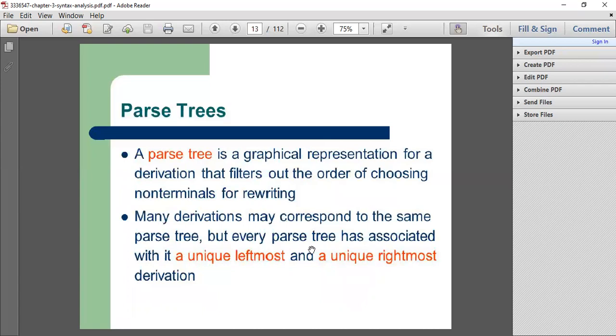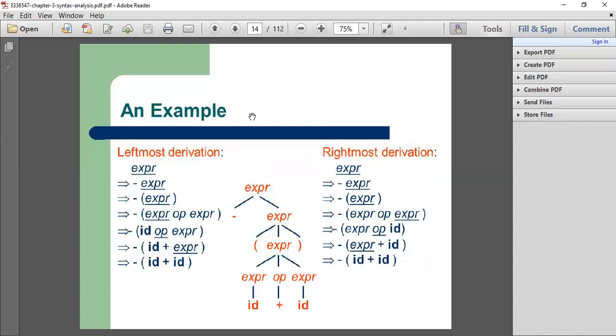So what is the parse tree? It is the output of syntax analysis, right? A parse tree is a graphical representation of a derivation that filters out the order of choosing non-terminals for rewriting. Many derivations may correspond to the same parse tree, but every parse tree has associated with it a unique leftmost and a unique rightmost derivation. This is also an example of a parse tree, how we are deriving the rightmost tree. Here, for expression, we are going to derive the parse tree.